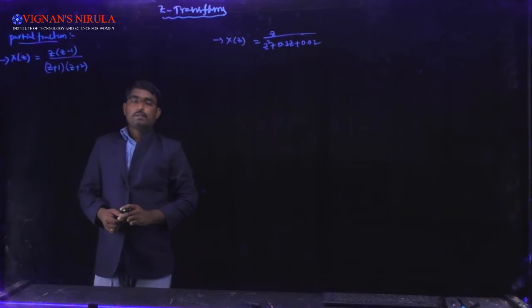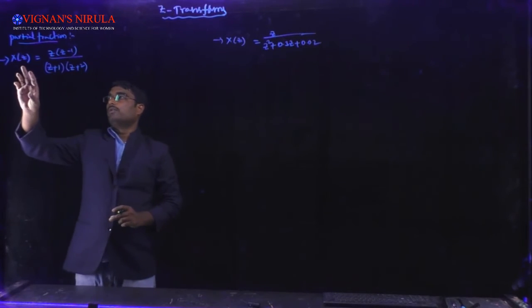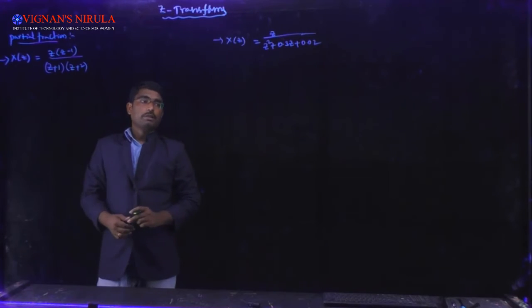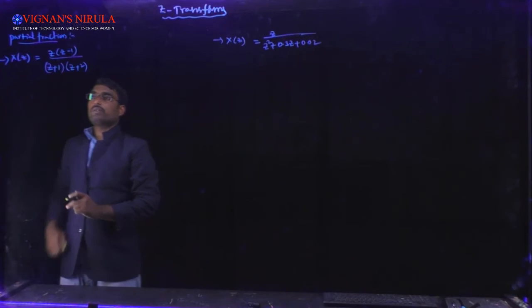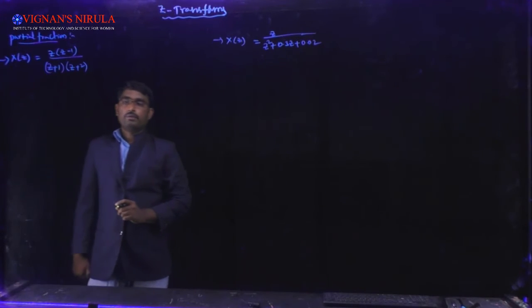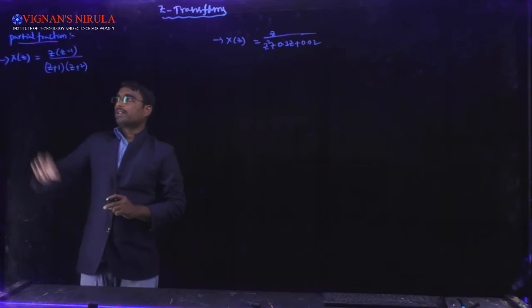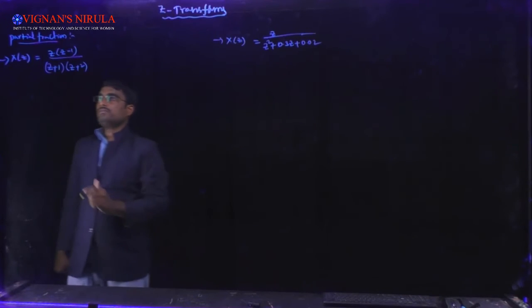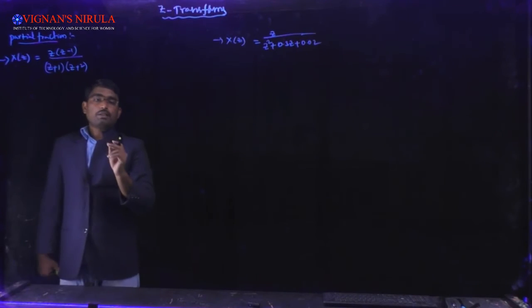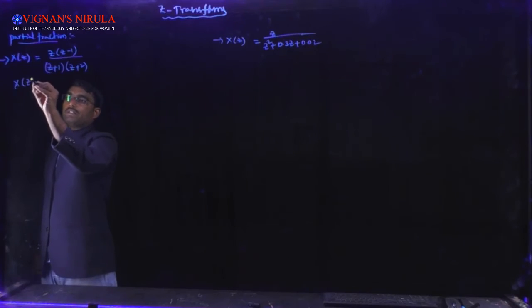In this lecture I am going to work out some problems for inverse Z transform using partial fraction method. Here x of z is given as z into z minus 1 by z plus 1 into z plus 2. Here by using partial fraction method I am finding the inverse Z transform. First we need to obtain the partial fractions for x of z by z. So I am taking this z to the left side.